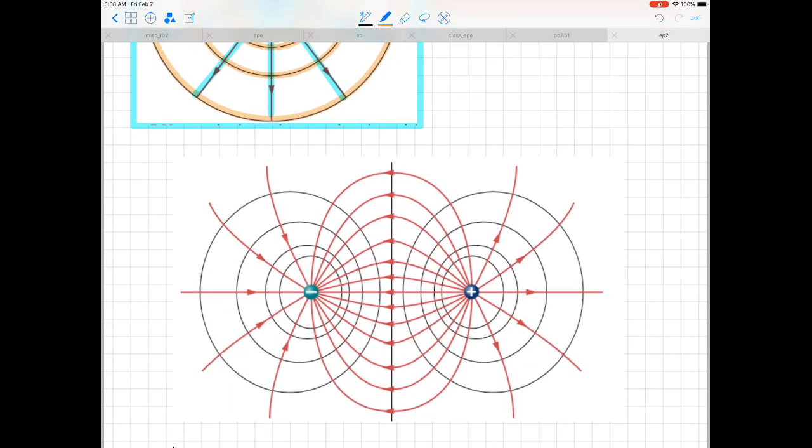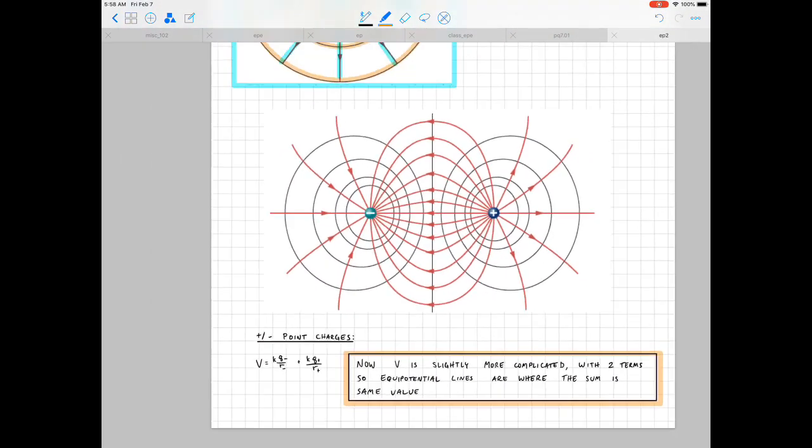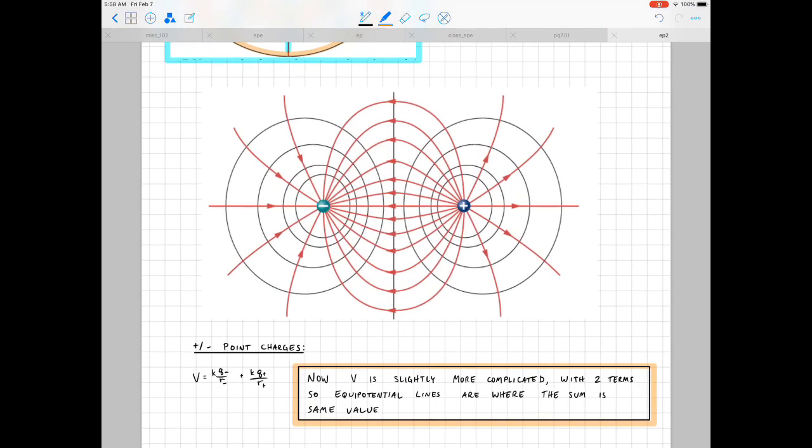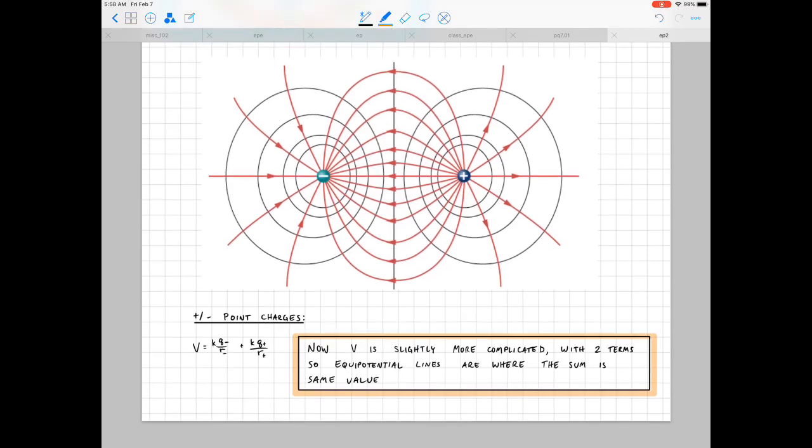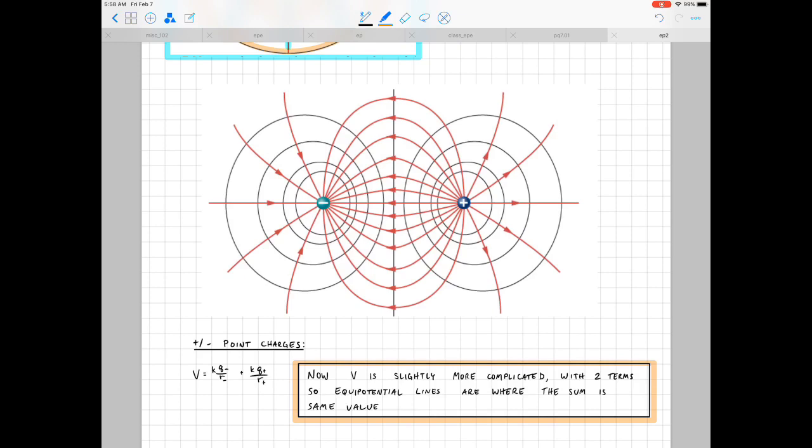Now, this next figure, we've got two charges rather than just a single charge. And so no longer are the equal potential lines going to be circles. And that's because now we've got two contributions to the electric potential. Right, if we want to find the potential at any location in space, let's say this spot right here, what's the value for the potential there?